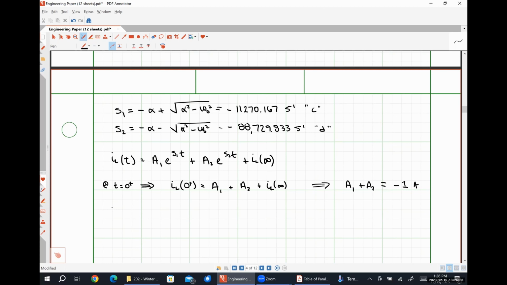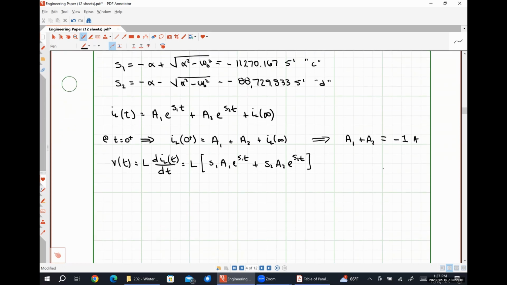Using our table, we can say that V is L times DI by dt, which is going to be L multiplied by, and now I'm going to look at the derivative of y in my table. So I'm going to have S1 A1 e to the S1t plus S2 A2 e to the S2t, like so. At t is equal to 0 plus, this is going to reduce to V at 0 plus will be equal to L times S1 A1 plus S2 A2.